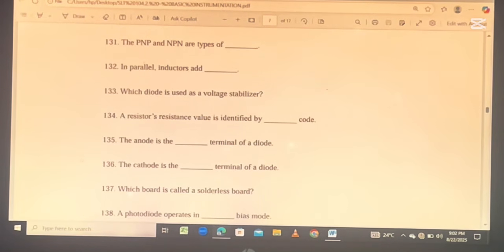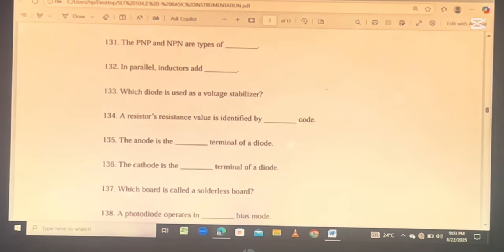Now which diode is used for the voltage stabilizer? We've talked about it: it is the Zener diode. A resistor's resistance value is identified by what color code. Don't forget that the anode is the dash terminal of the diode. The anode is the positive terminal of the diode. The cathode is the negative terminal.